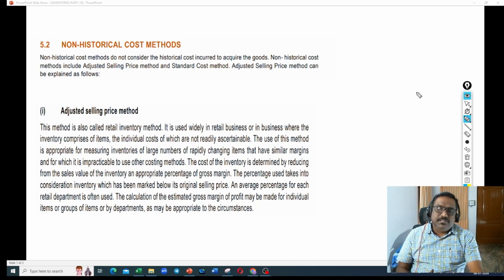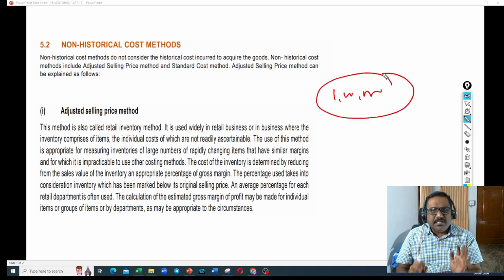In that situation, how do you assess the closing inventory? Very simple. They will identify the closing inventory. They will take the total stock of closing inventory and assess the saleable value. Let us say the selling value is 1 lakh. I'm just taking a ballpark figure. The selling value of the closing inventory. I'm not talking about the cost. I'm talking about the selling value of the closing inventory being 1 lakh.